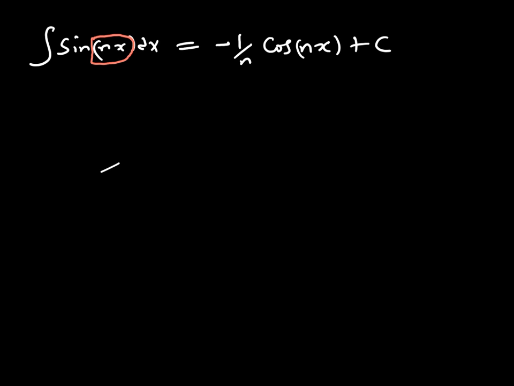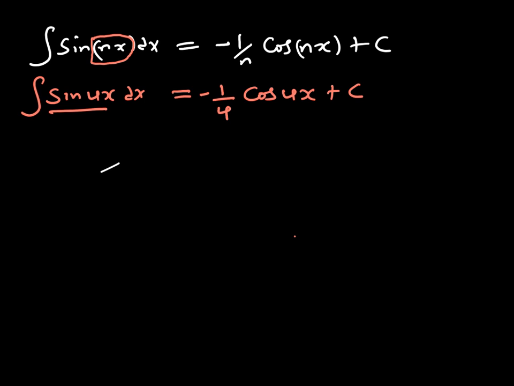That means that if I have the integral of sine 4x dx, quickly I can differentiate 4x and I end up with 1 over 4. Then I know the integral of a sine is a negative cosine of 4x plus c. And very fast I have the answer.